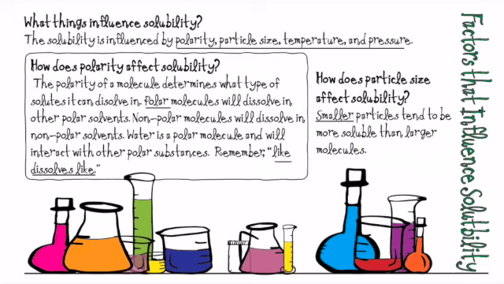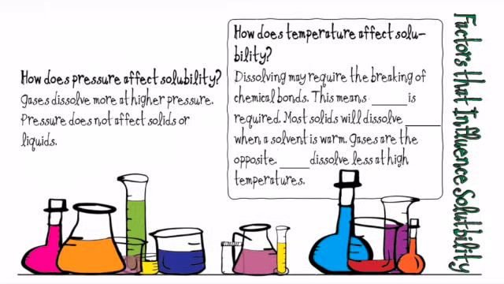How does particle size affect solubility? Smaller particles tend to be more soluble than larger molecules. How does pressure affect solubility? Gases dissolve more at higher pressure. Pressure doesn't affect solids or liquids. How does temperature affect solubility? Dissolving may require the breaking of chemical bonds. This means energy is required. Most solids will dissolve more when a solvent is warm. Gases are the opposite. Gases dissolve less at high temperatures.